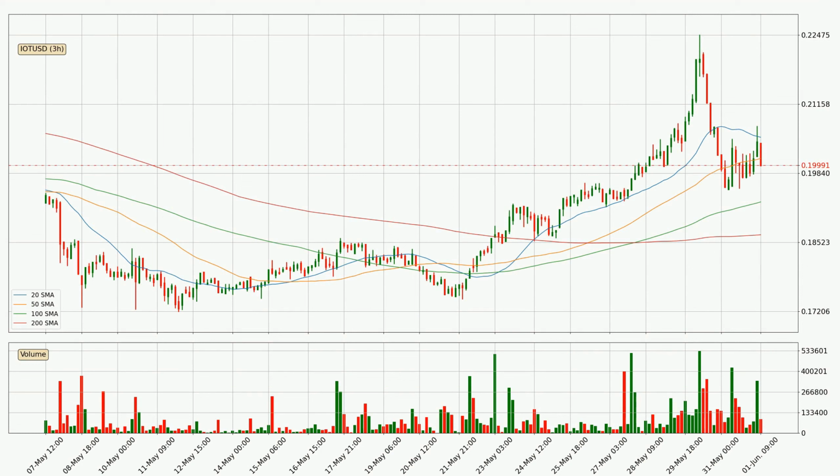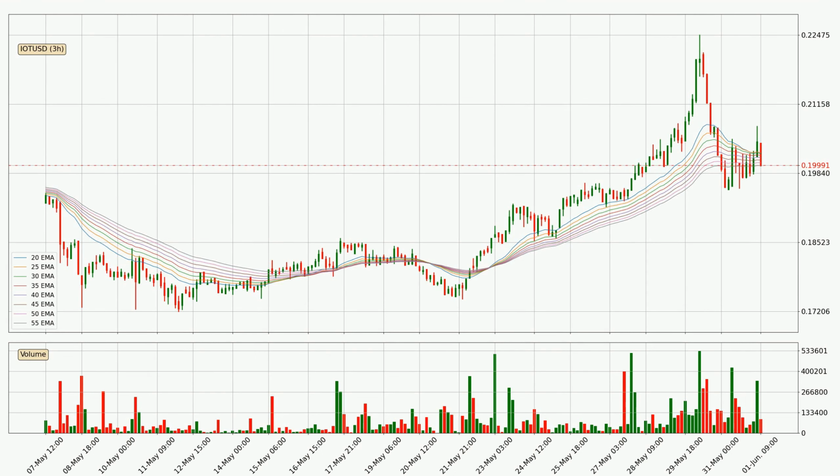Looking at the 3-hourly simple moving averages, at the moment, the price is between the 100 and the 50 SMA. If the price bounces off the 100 SMA, which is currently at 19.3 cents, it could be seen as a support, and the 50 SMA that is at 20.1 cents could be perceived as a resistance to the upside. If there were to be a break either way, it means that there could be a continuous move in that direction.